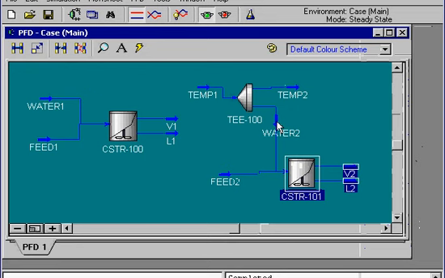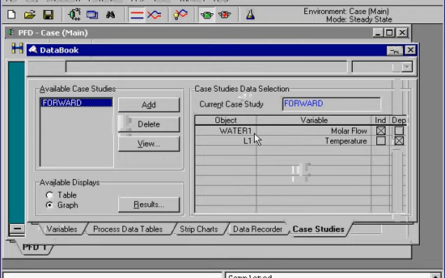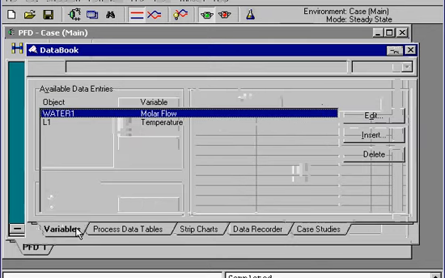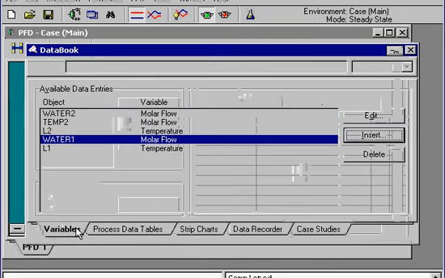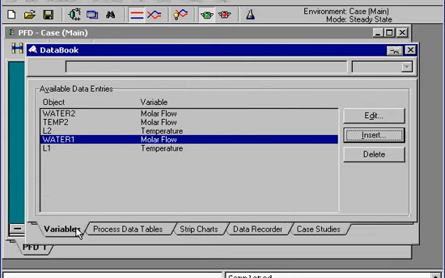decreases the water 2 flow. Feed 2 consists of the propylene oxide and methanol components of the feed, and the reactor model is defined as before, with vapor and liquid effluents. In the data book, we add three new items to the variable list: the water 2 and temp 2 molar flow rates, and the temperature of stream L2.